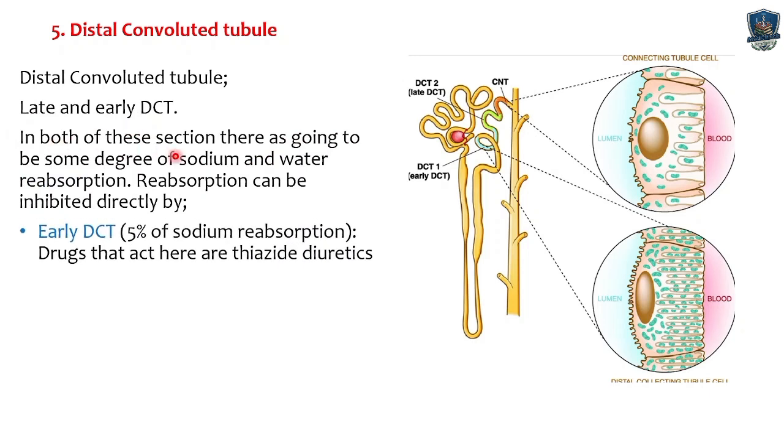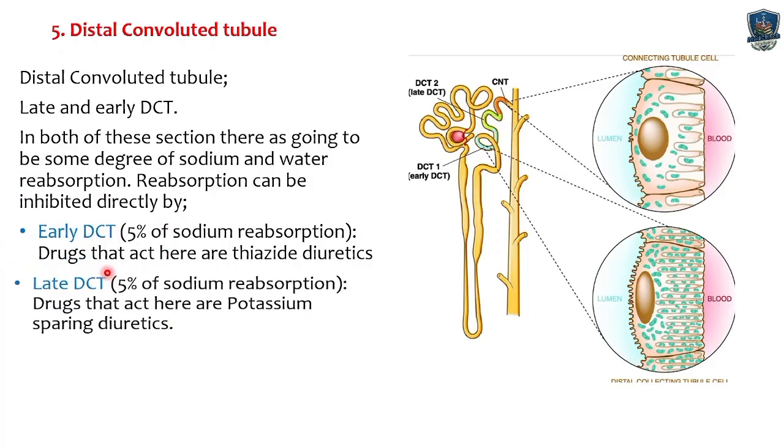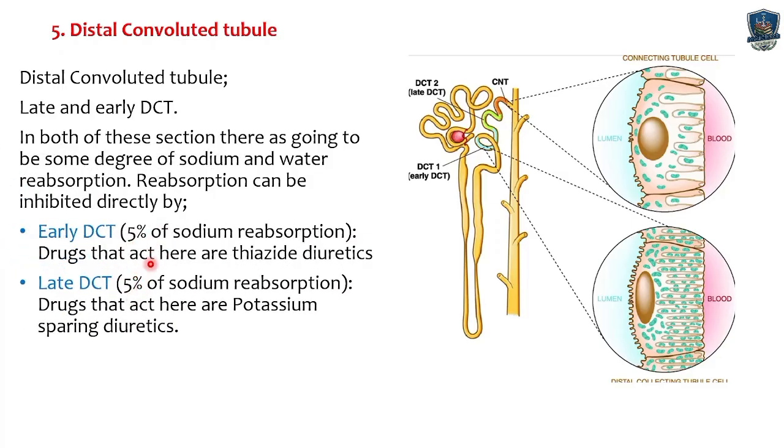In both of these sections, there is going to be some degree of sodium and water reabsorption. So early DCT, what happens? In early DCT, we have 5% of sodium reabsorption. So the 90% plus 5, that's 95%. And late DCT also has 5%. So in short, once the filtrate leaves the DCT, 100% of sodium reabsorption has just occurred.